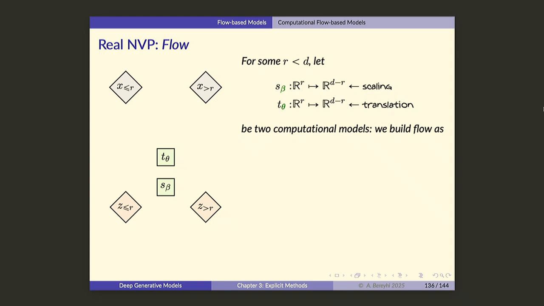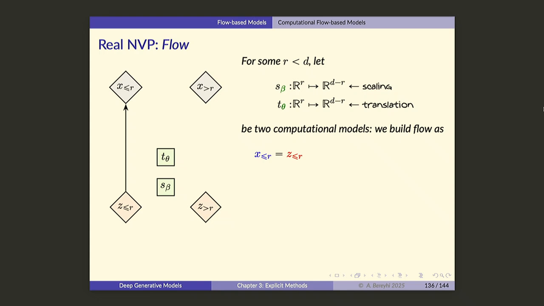Clear? Same thing for T. T is the translation network. So it's going to get, again, an r-dimensional input. It's going to convert it into a d minus r-dimensional output. Now, how you compute your output given the input: for the first part of the output, you're going to copy exactly the first r entries into the first part of the output. So the first part of x is exactly the first part of z. The first r entries inside x are exactly the first r entries inside z.